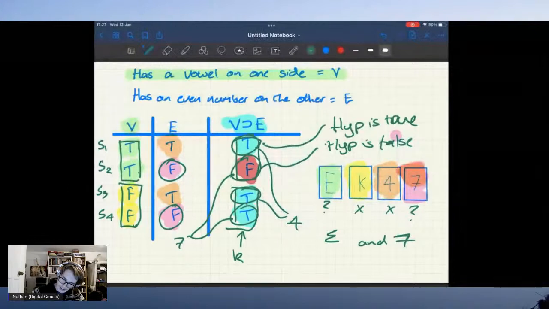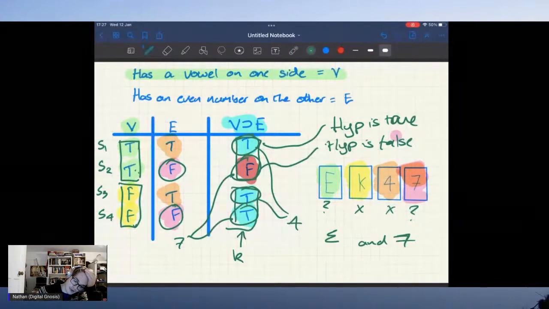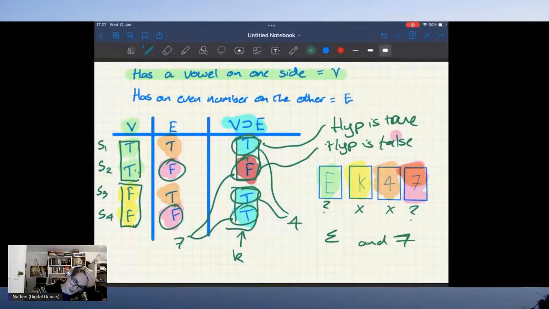If we turned E over and we didn't have an even number on the other side, then we would have falsified our hypothesis. If we turned E over and we did have an even number on the other side, then our hypothesis would be true. And if we turned 7 over and we did have a vowel on the other side, our hypothesis would be false, but if we didn't have a vowel on the other side, our hypothesis would be true. So I hope that's clarified how to think through that question.